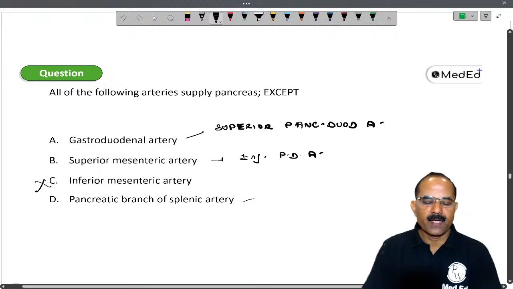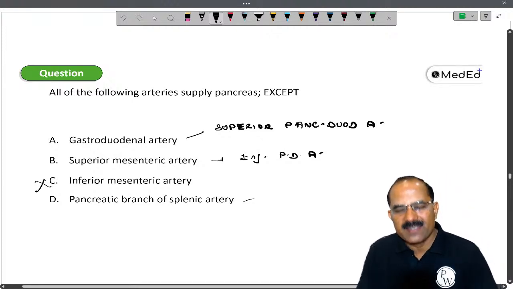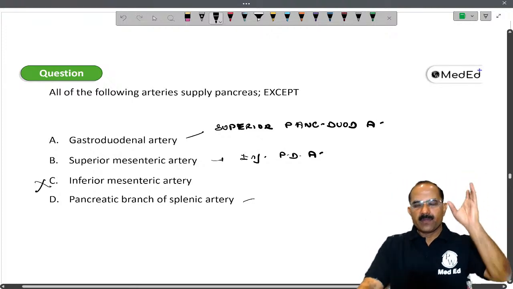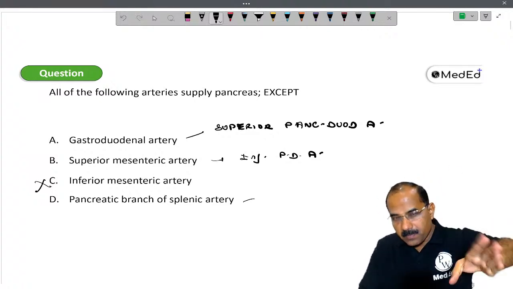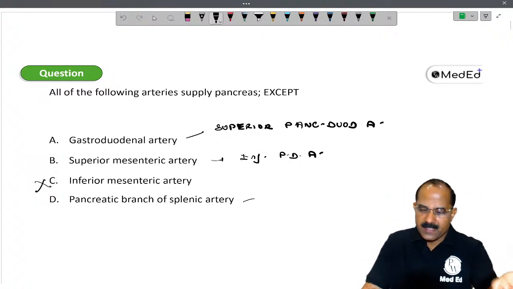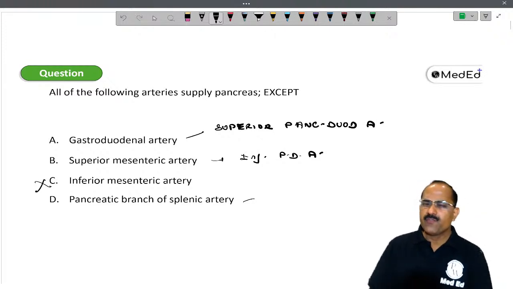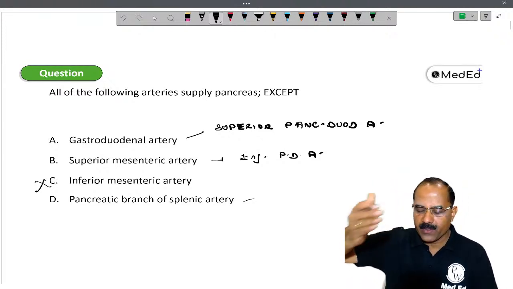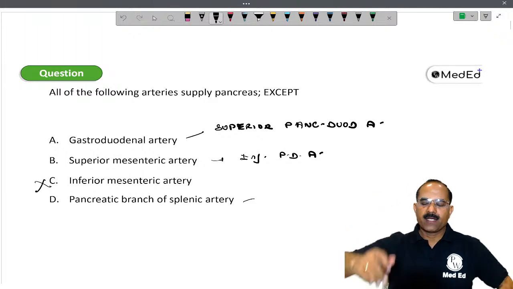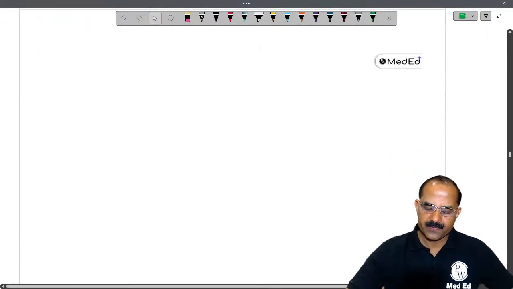So who does not supply the pancreas is the inferior mesenteric artery, right? The inferior mesenteric artery does not supply the pancreas. Gastroduodenal artery का branch is superior pancreaticoduodenal artery which supplies the pancreas. Superior mesenteric artery का branch is inferior pancreaticoduodenal artery and the pancreatic branches of splenic artery. Very good.